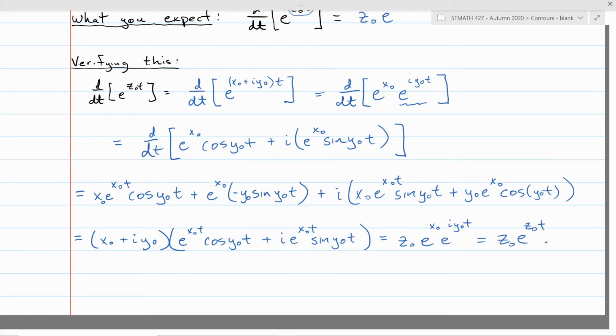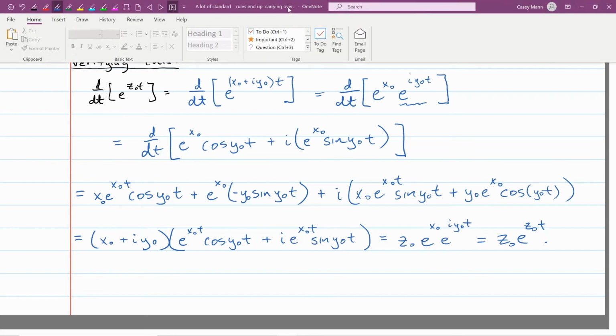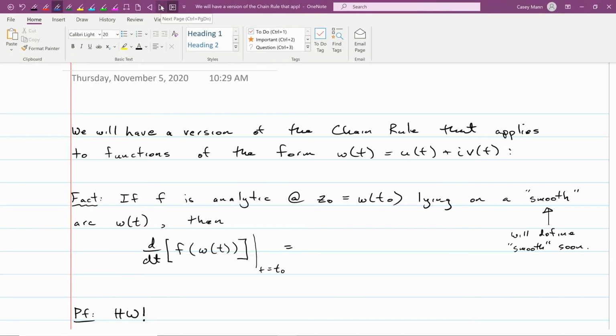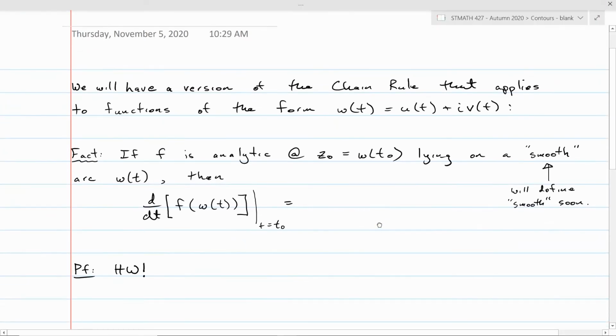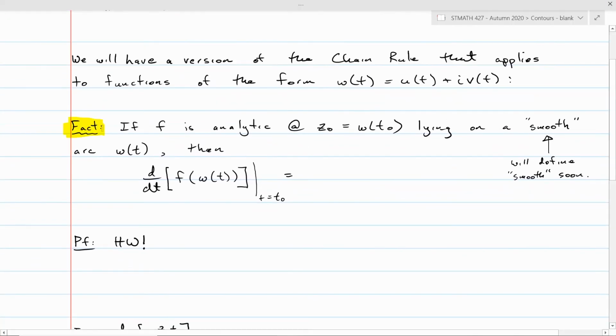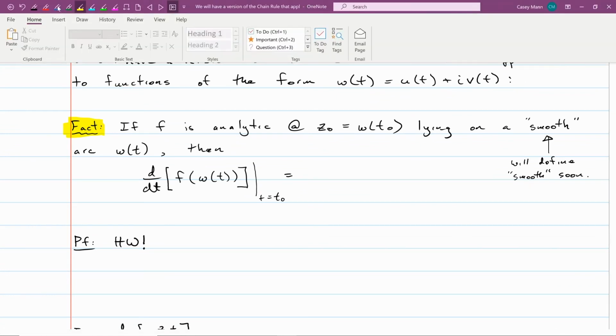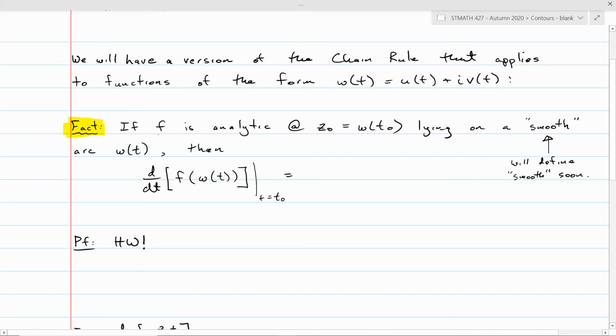All right. So derivatives are kind of working the way we'd hope when we plug a curve into a complex valued function. And in fact, there's an exercise that captures the version of the chain rule that we're hoping to have here. It says if your function f is analytic at the point z naught, which is w of t naught, and that point lies on some smooth curve.